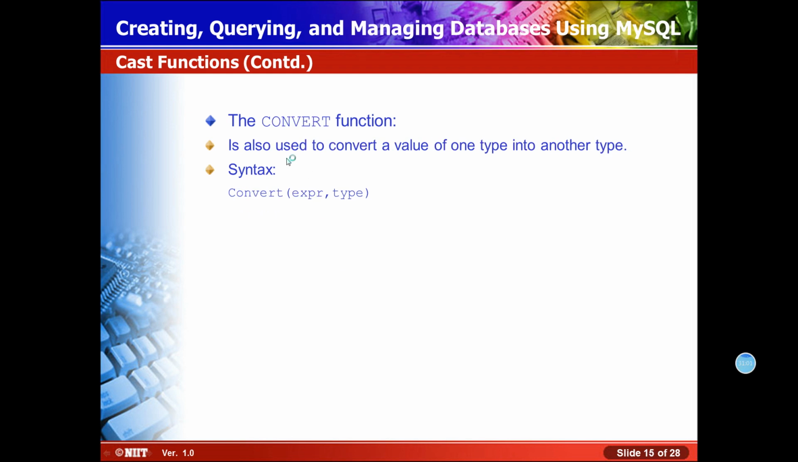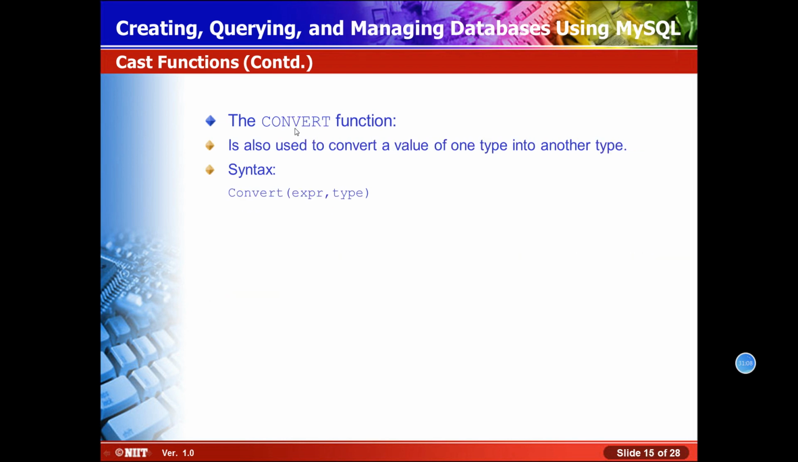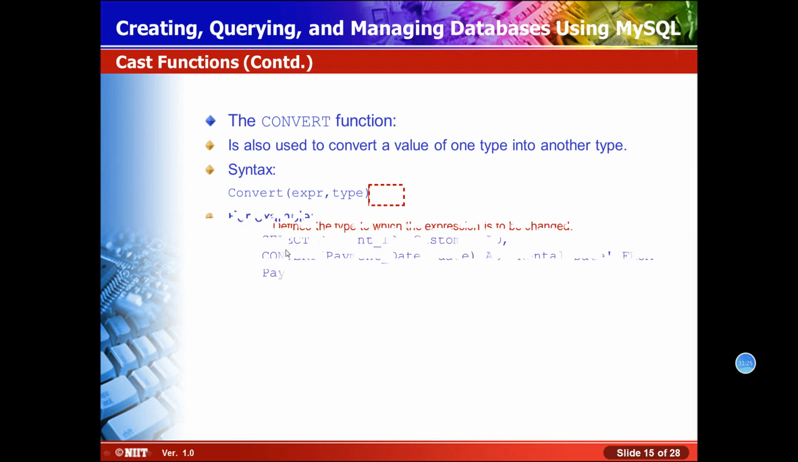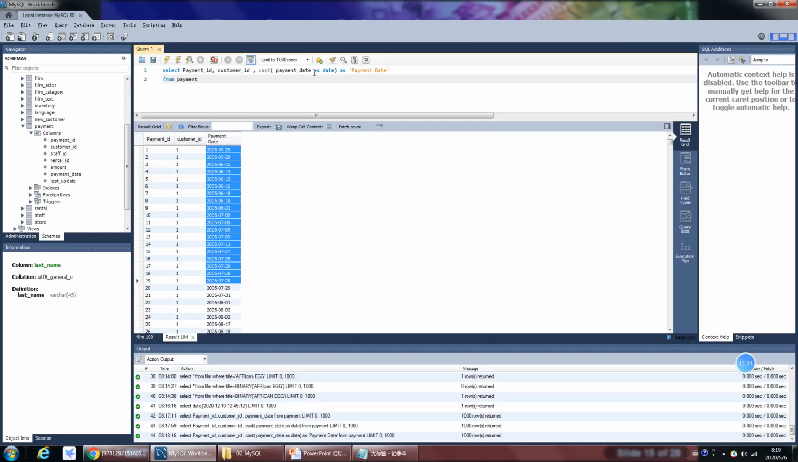The next function is convert function. The convert function is similar to cast function. I repeat, convert function is similar to cast function. This also takes one value and converts it into another type of value. Let me show you the example. The same example, but here we don't have to use as. We just have to put comma. Let me show you what I'm telling you.